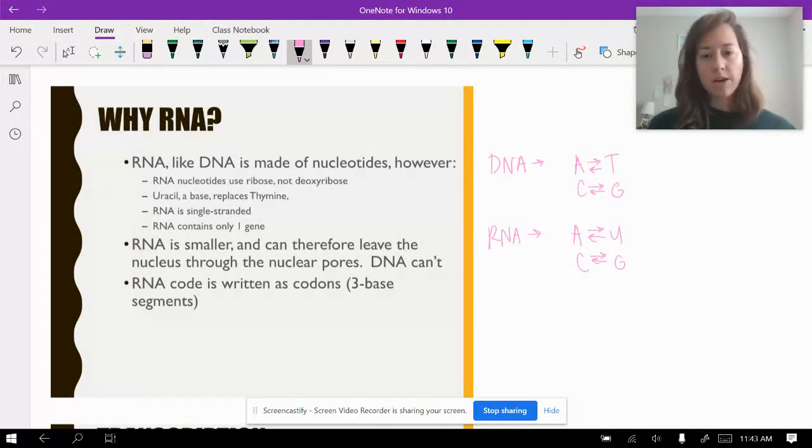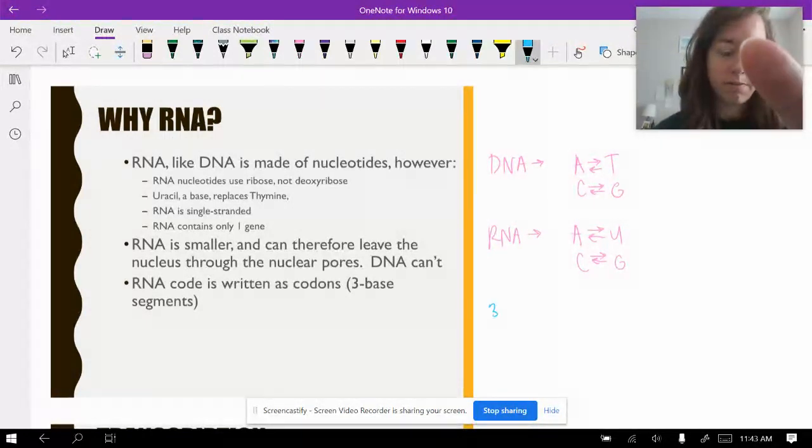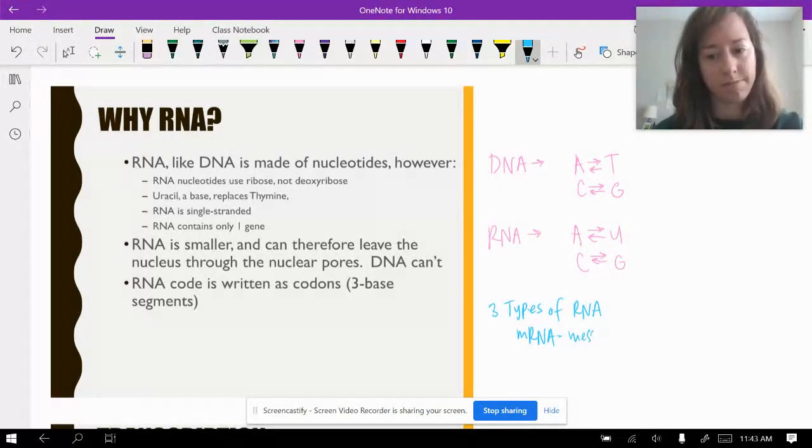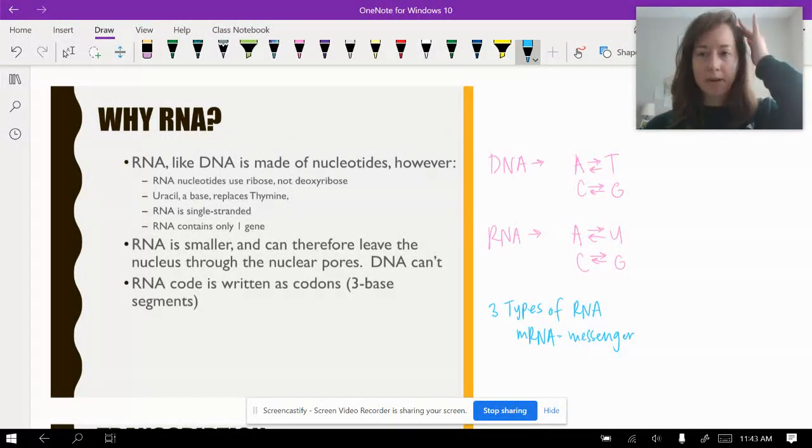Also, there are 3 different types of RNA. So I'm going to put them over here. 3 types of RNA. There's mRNA, which is messenger. And that's the one that we're really going to talk most about. It's the one that contains one gene that will eventually be translated into a protein.